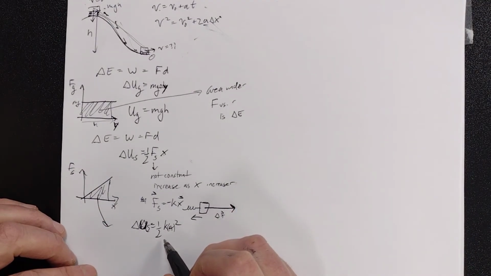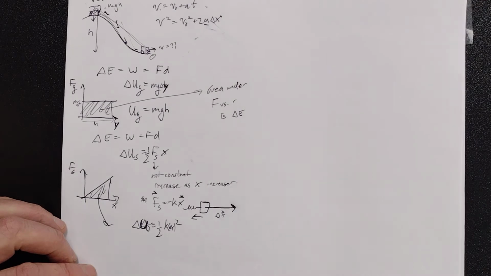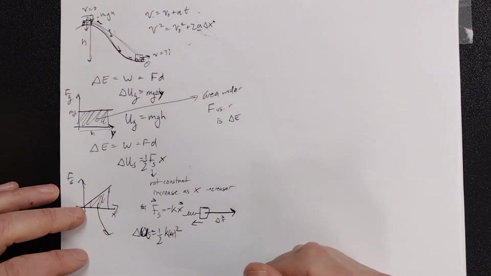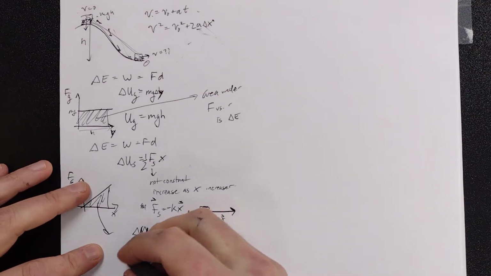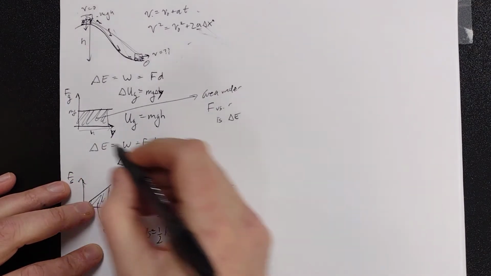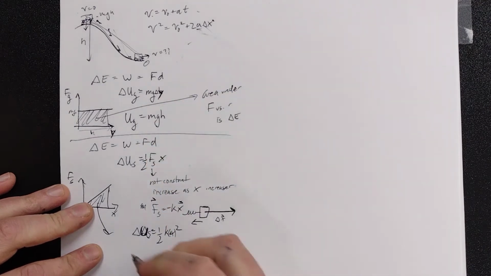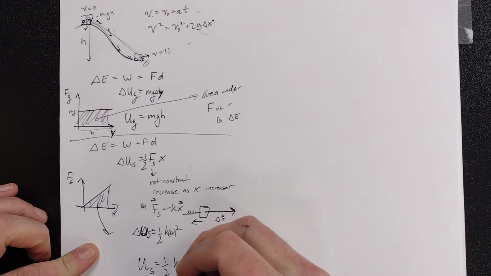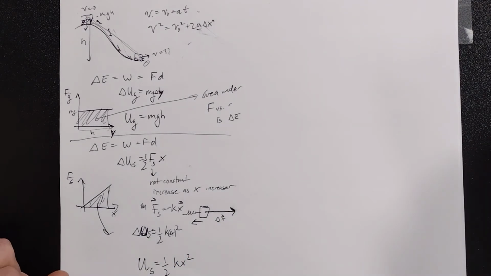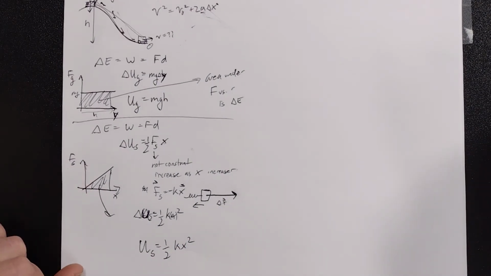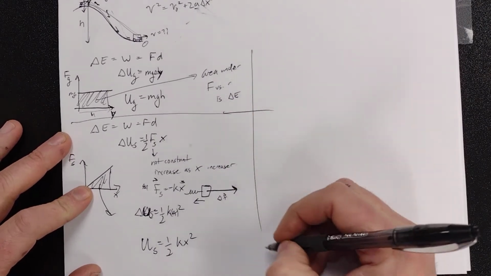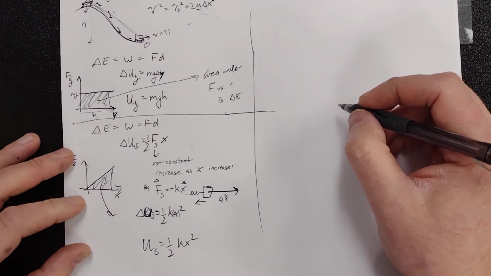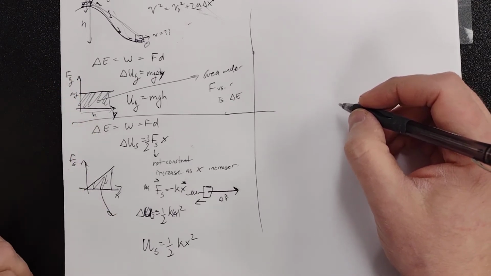So there's our spring potential energy. Typically, we don't write it as a change. We usually write it at a particular point in our system as 1/2 kx squared. Now, gravitational energy and kinetic energy are a little bit different, right? Area under the curve doesn't really work for kinetic energy.